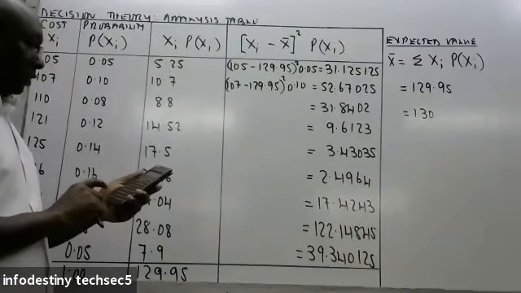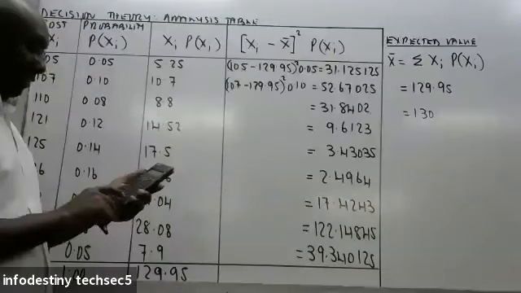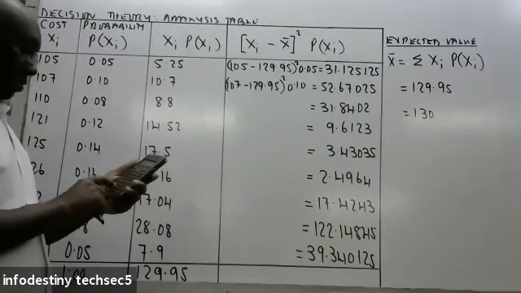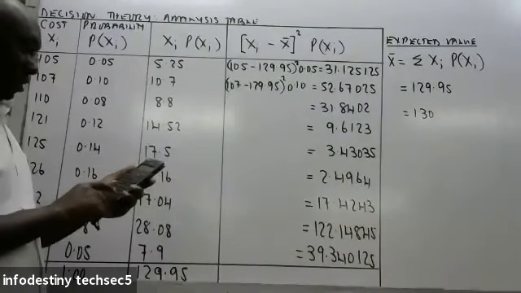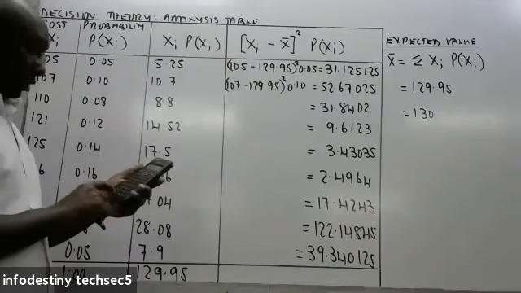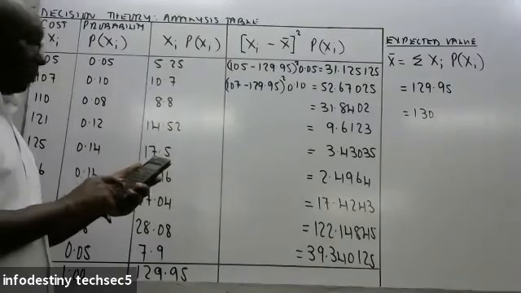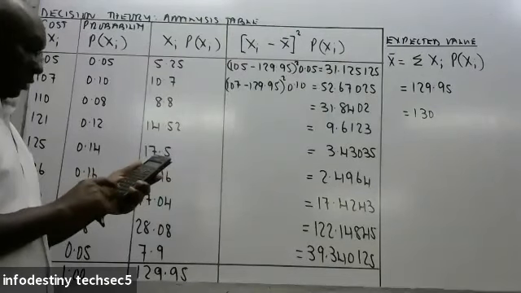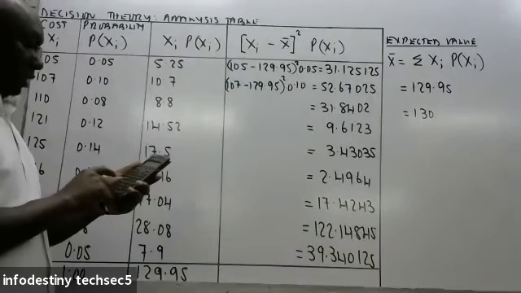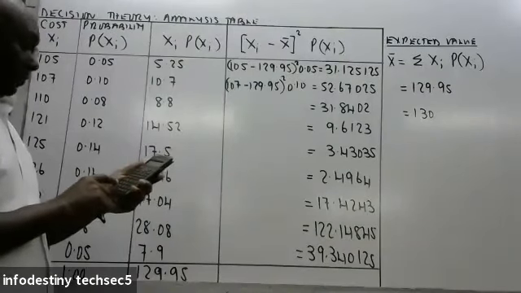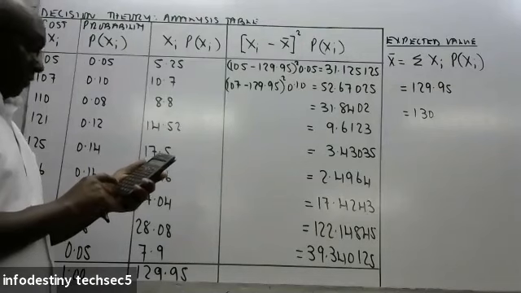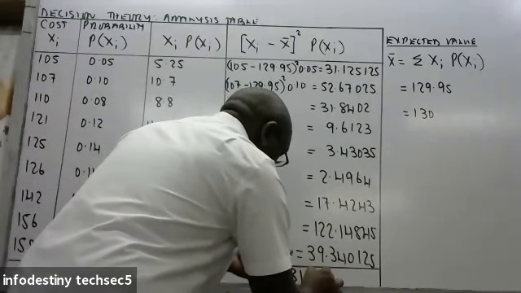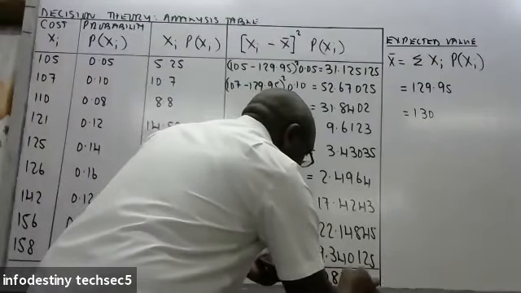Now that, you say plus 122.14845 plus 17.4243 plus 2.4964 plus 3.43035 plus 9.6123 plus that 1.8402 plus 52.67025 plus that 1.125125. I'm getting 310.0875.